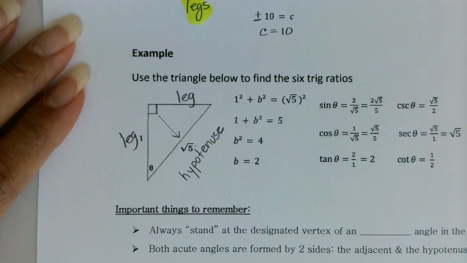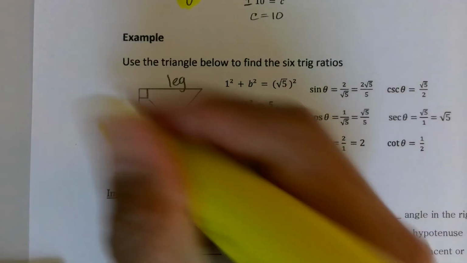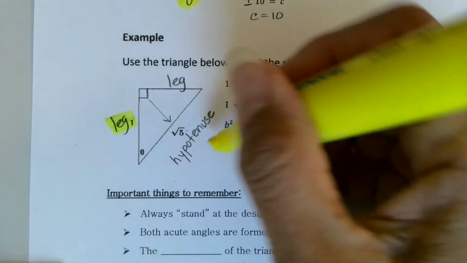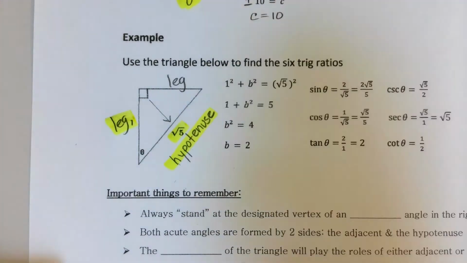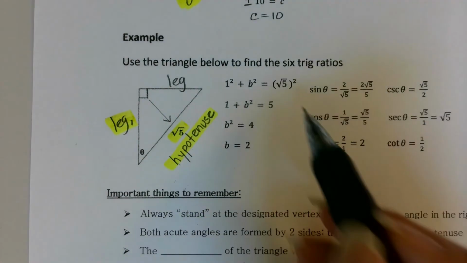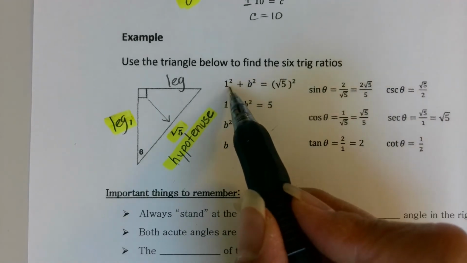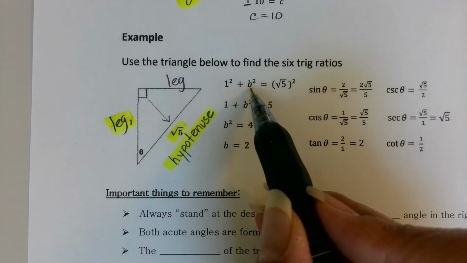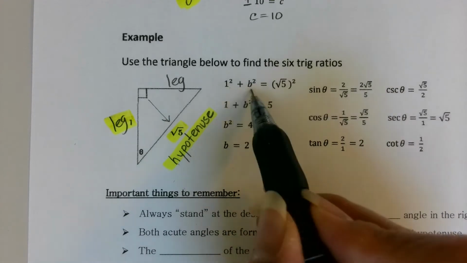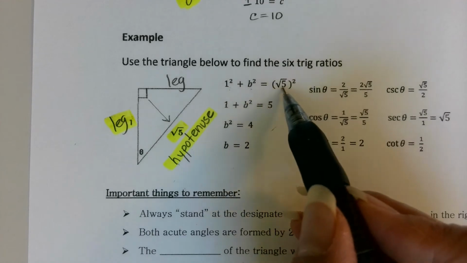So this time, what was given to us is a leg length and a hypotenuse length. So now you're missing a leg. So watch how they did it right here. They substituted the 1 here for the A. You could have substituted the 1 here for the B if you wanted. It does not matter. And the length of the hypotenuse was substituted for C.